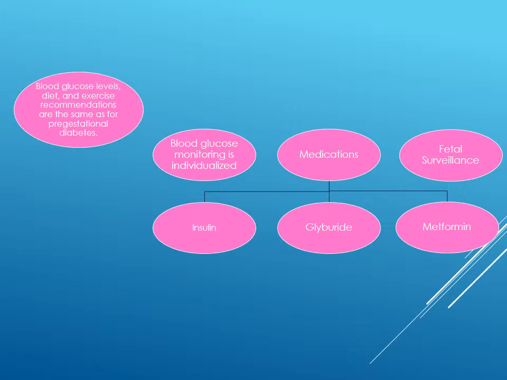Most women return to normal glucose levels after childbirth. However, the recurrence risk for gestational diabetes in the next pregnancy is 35 to 75%.